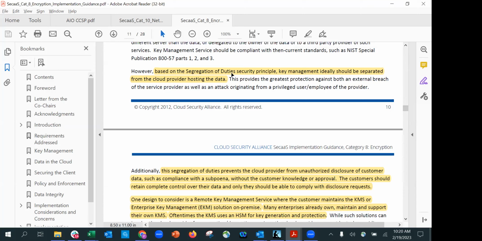However, based on the segregation of duties security principle, key management ideally should be separated from the cloud provider hosting the data. This provides the greatest protection against both an external breach of the service provider as well as an attack originating from a privileged user, an employee of the provider. Additionally, this segregation of duties prevents the cloud provider from unauthorized disclosure of customer data, such as compliance with a subpoena, without the customer's knowledge or approval. The customer should retain complete control over their data and only they should be able to comply with the disclosure request.